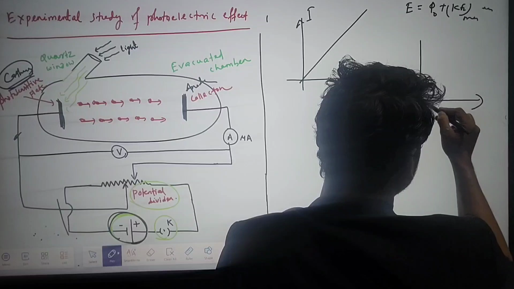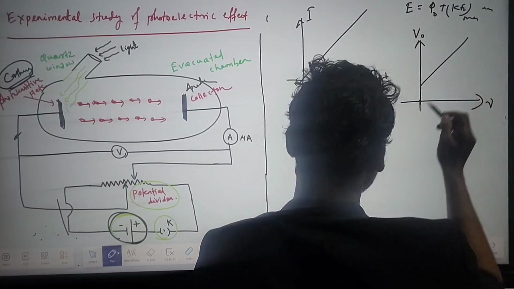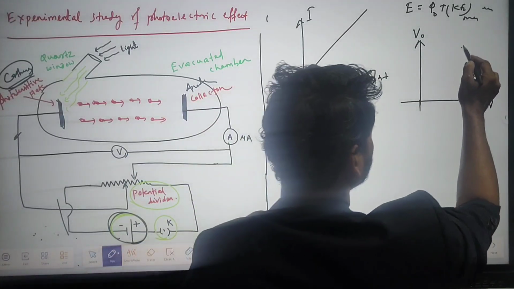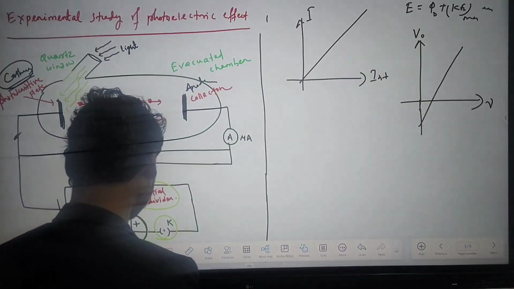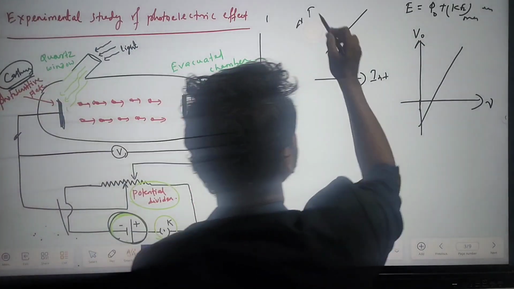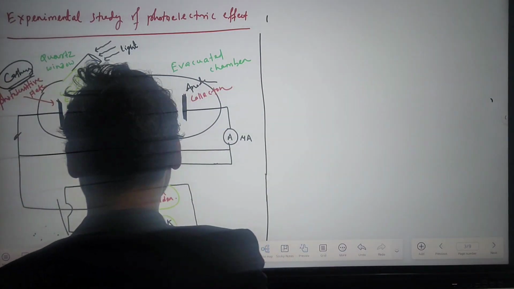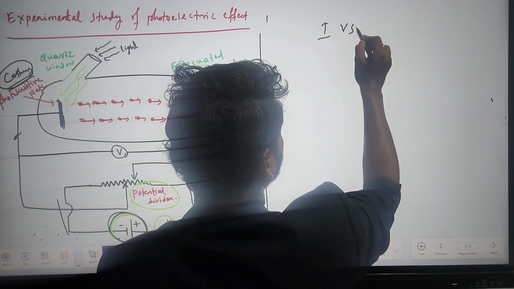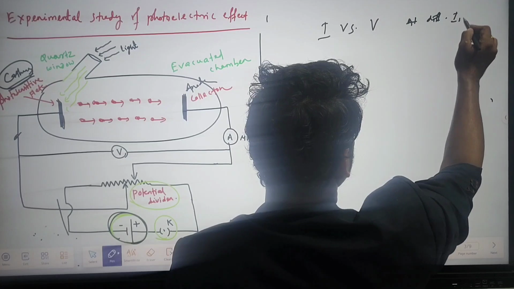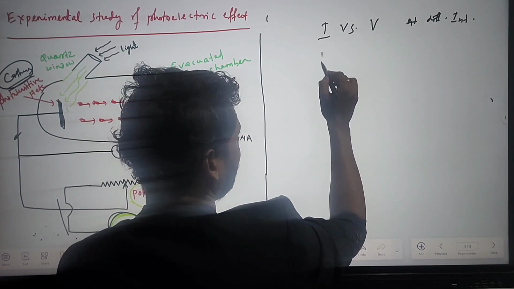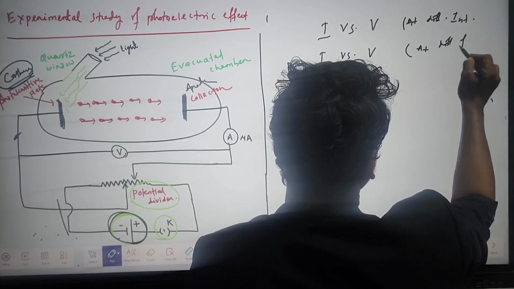On the x-axis is the frequency of incident radiation, on the y-axis V naught. So the graph was like this. Understood? So to remember the third and fourth, I'll give one trick. Third and fourth, what are they? Variation of current versus stopping potential at different intensity, okay? And the fourth is the variation of current with respect to stopping potential at different frequency.